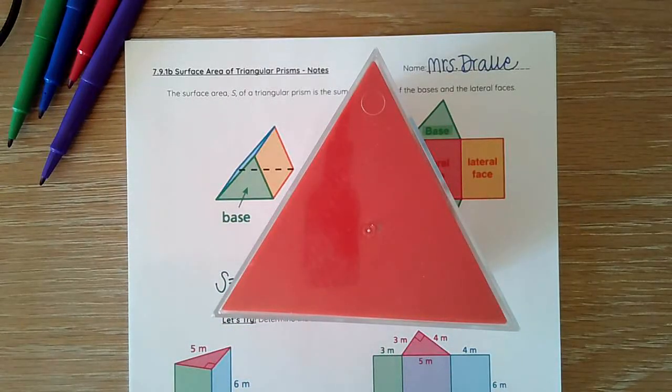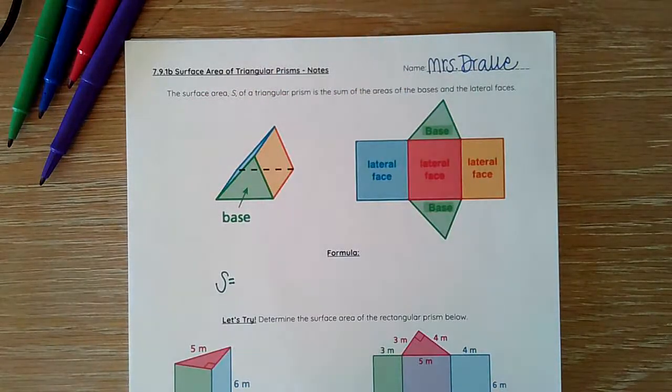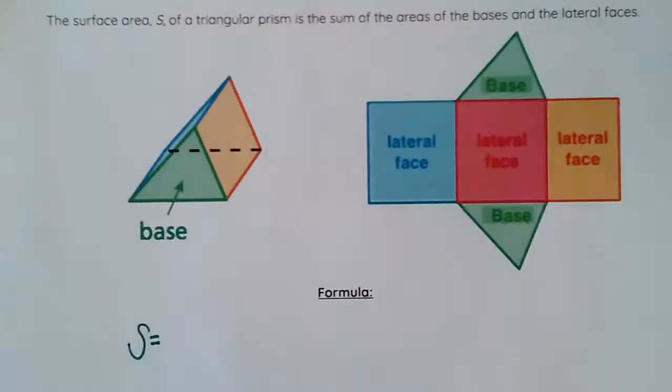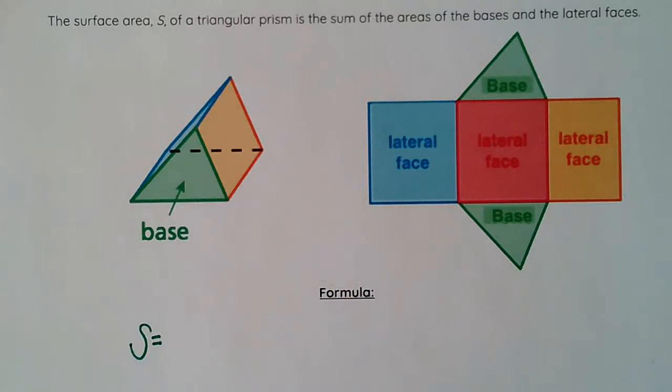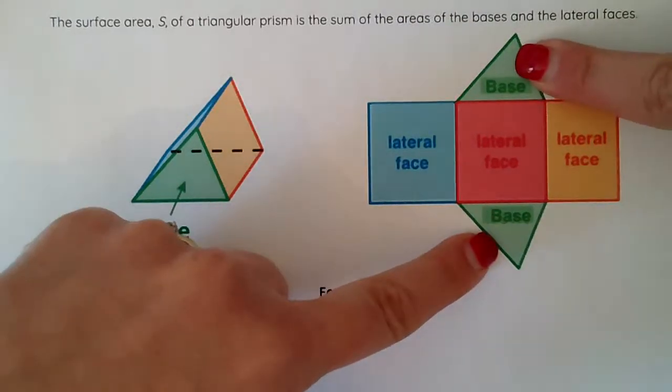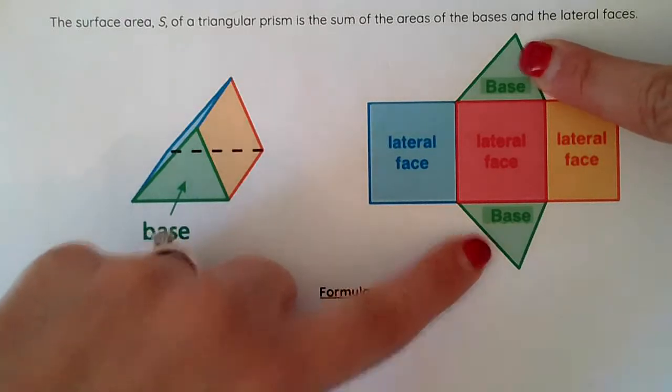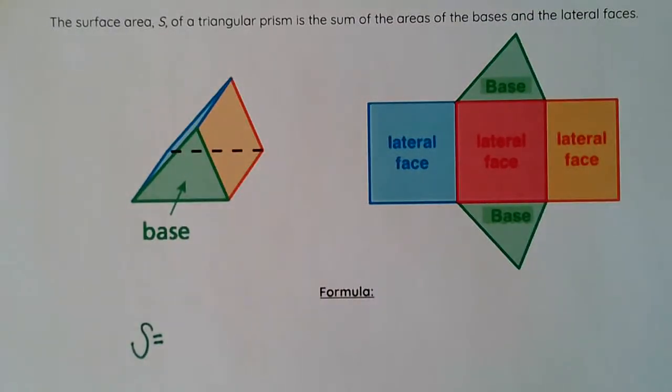triangular base. When we unfold that into a net, this is what that looks like. We have three lateral faces with potentially different dimensions and two bases that are triangular and match. Those are identical. The lateral faces, on the other hand, may differ.